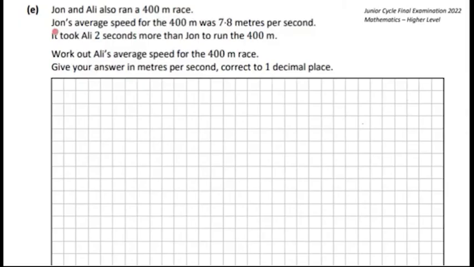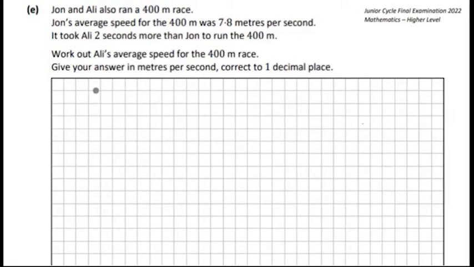Part B, we have John and Ellie running a 400 meter race, and Ellie will take 2 seconds longer than John to run the 400 meters. So at the start now, we have to calculate the time for John, and then we can add in our two seconds and then solve for Ellie's speed, or average speed, or we can just say the speed.